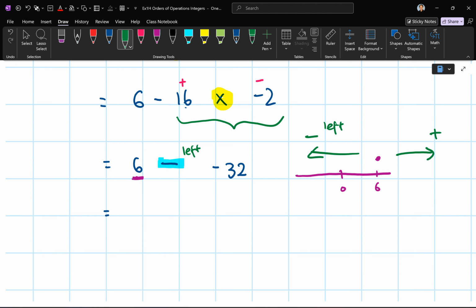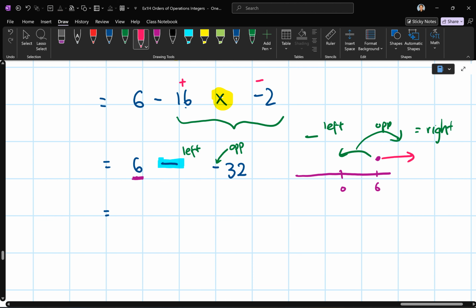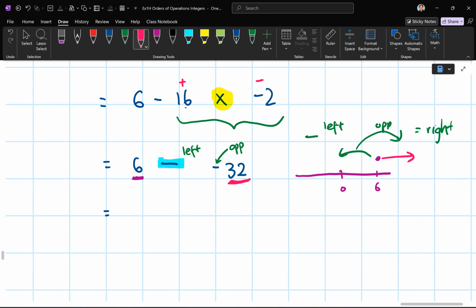And then the negative, in class I told you to think of it as the word opposite. So what's the opposite of left? Okay, so remember, the minus tells us go left, right? But then that negative in front of the 32 says go opposite of left, which means you're actually going to the right instead. Yeah, so overall, you're going to go this way. So you're going to go in that direction by how many units? You're going to go 32. So 32 in this direction.